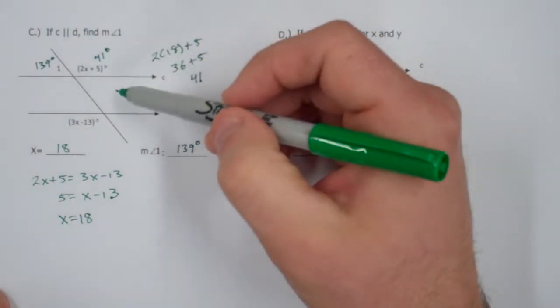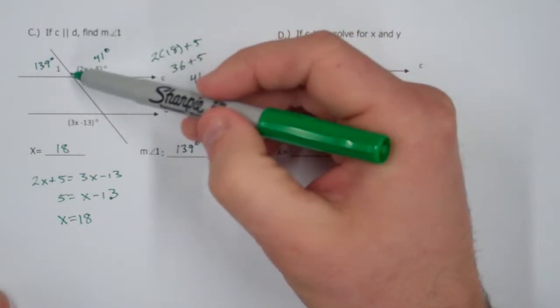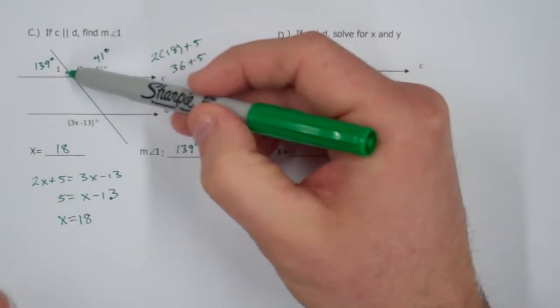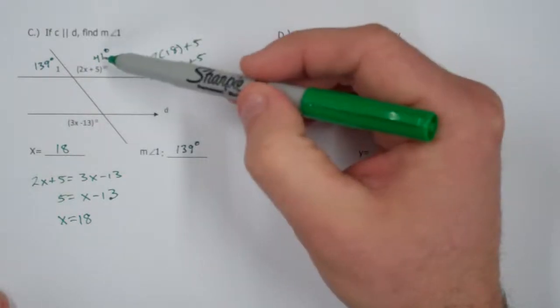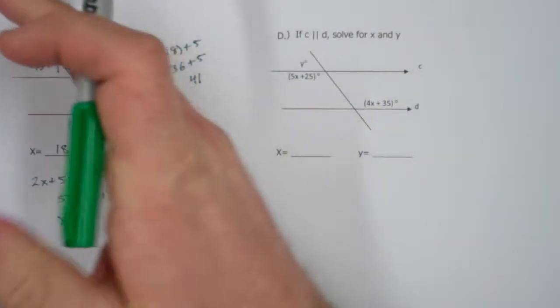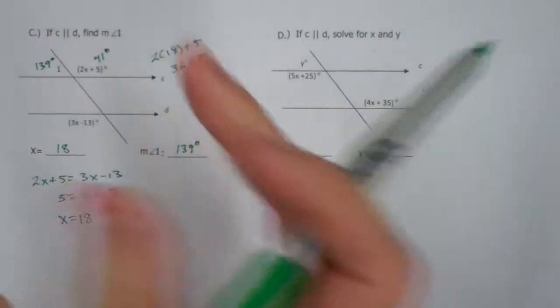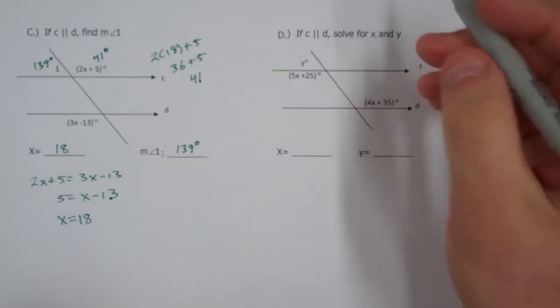Keep in mind that diagrams may not be drawn to scale, so even though it looks like this angle is larger than 90 degrees, it's actually 41. In reality, this transversal would probably be tilted the other direction.